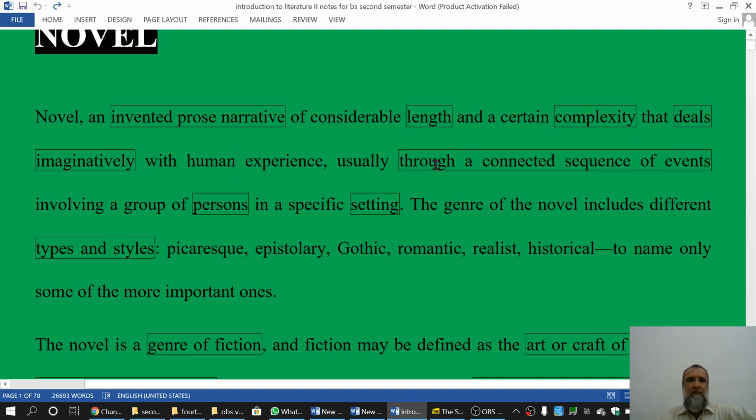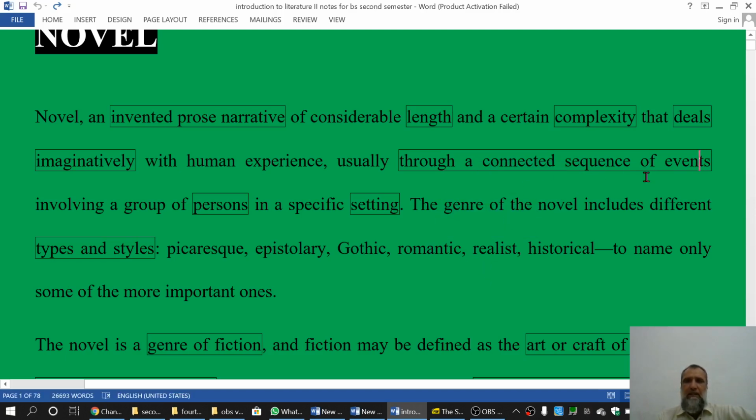And this whole of it, the novel, it deals with incidents imaginatively. All the human experiences which are recorded there are treated imaginatively. It is the imagination of the novelist which is at work. And next, it is given to us in connected sequence of events. There are sequence of events, but these events need to be connected with the help of causality, with the help of cause and effect, as we have discussed it in the plot construction.